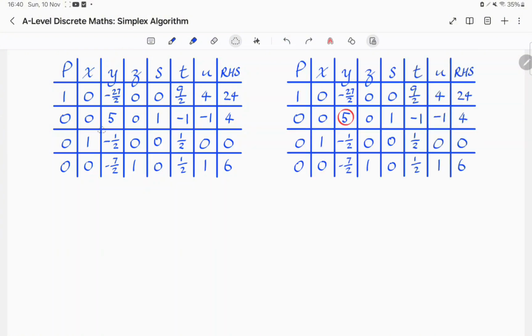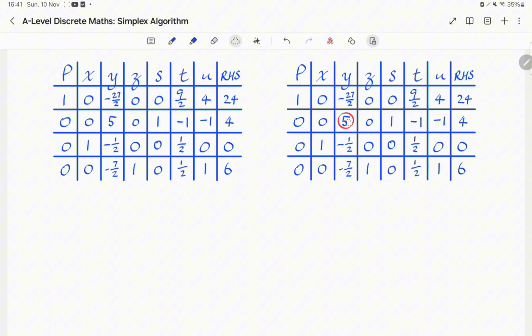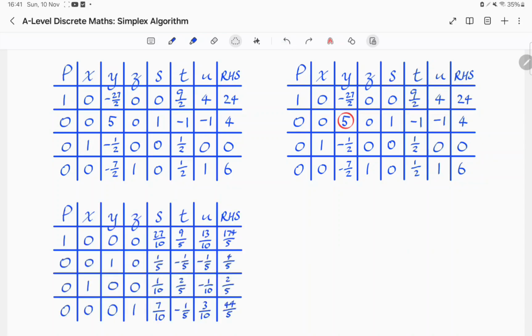Here, our pivot should be this 5 over here, because it's the only occurrence of y that is still positive. Dividing this 5 down to 1, and then adding or subtracting a suitable number from the remaining rows, we should get this final simplex table over here. Now that there is no more negative number at the top, we may finally interpret what the table tells us.